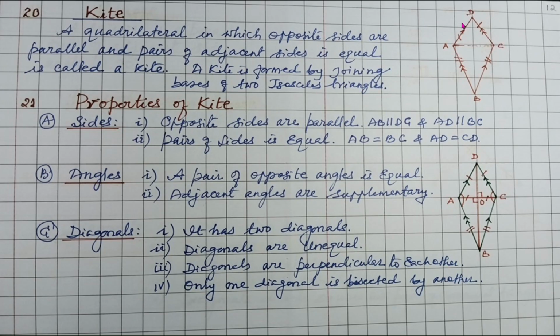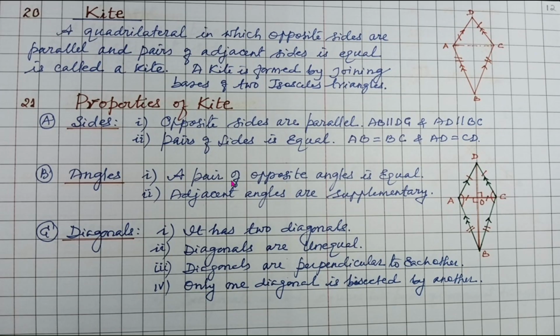What does that mean? Now we have two isosceles triangles here. ADC is one isosceles triangle, ABC is another isosceles triangle. If we join these two isosceles triangles at their base, then we get a kite. Remember that. Now the properties of kite. In terms of sides, opposite sides are parallel. We have got AD parallel to BC, AB parallel to DC, and the pair of adjacent sides are equal. We have got AD equal to DC and AB is equal to BC. Remember that.